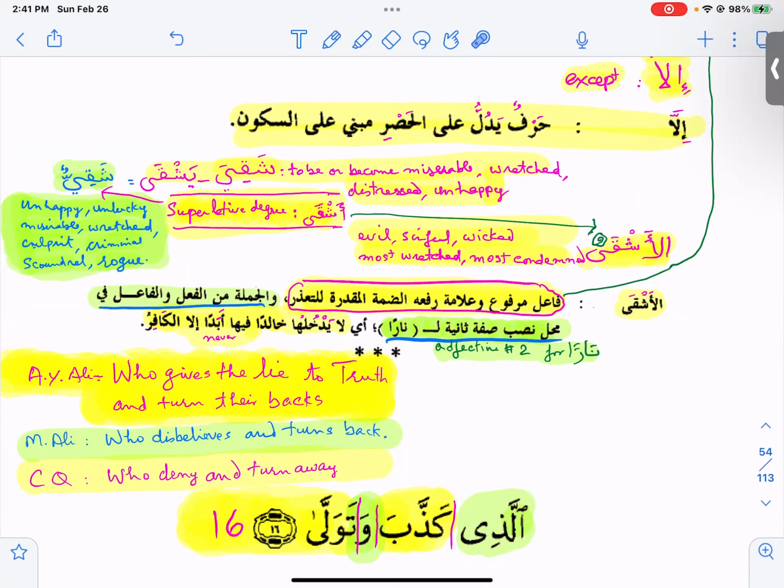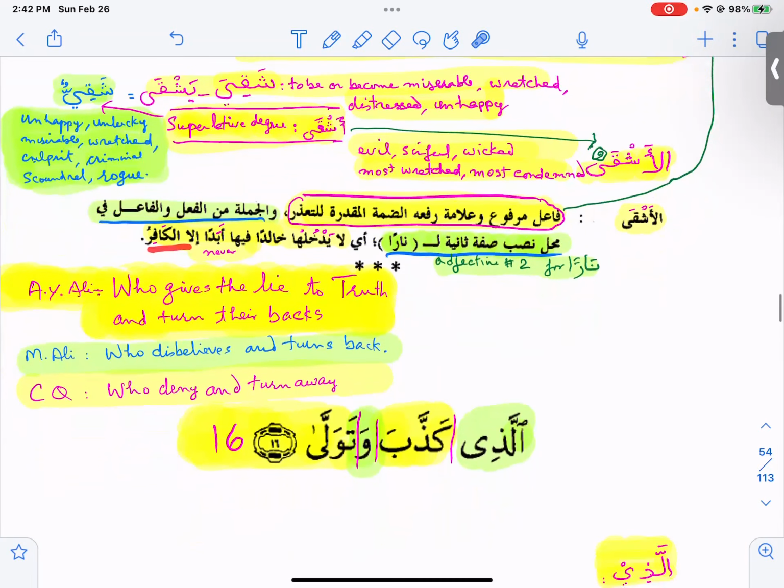Ay la yadkhuluha khalidan fiha abadan illa kafir. This is the explanation. La yadkhuluha khalidan. This is mafulun mutlaq. Dakhala, la yadkhuluha khalidan. Khalidan: to live permanently. Fiha abadan: to live there permanently. Abadan: never. Illa, illa kafir. Yes. Khalidan fiha. And when it is a negation, la yadkhuluha khalidan: to remain there forever. This also can be a zarf. Fiha. Never, you can say, abadan illa kafir.